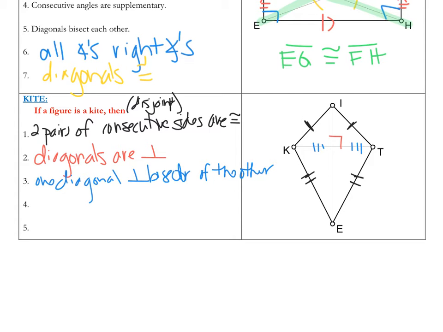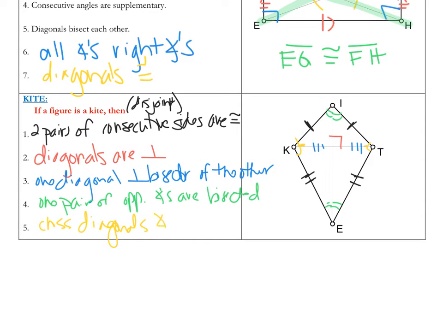And then the next property is one pair of opposite angles are bisected. That's going to be the longer one, so these are going to be bisected. And then also the cross diagonal, those angles are actually congruent to each other. So the cross diagonal angles are congruent.